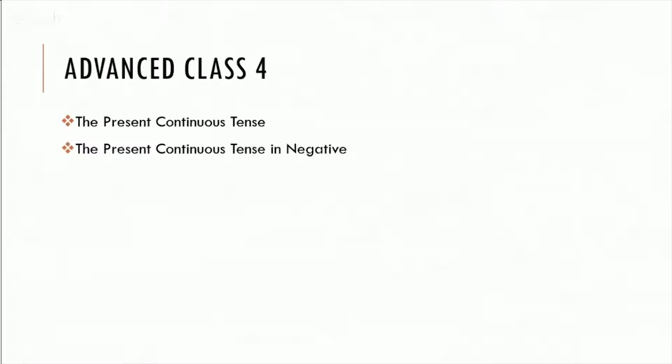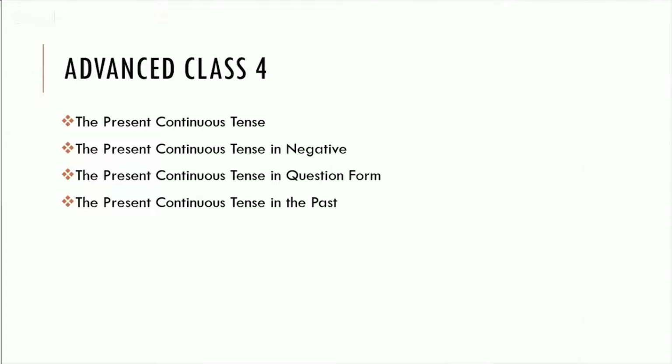So that was last week's class. Now we can move on to this week. What we're going to be working on tonight, we have 4 items. So for advanced class number 4, we're going to work with the present continuous tense: the present continuous tense in negative, in question form, and in the past. Okay, so those are the 4 things that we're going to do today.